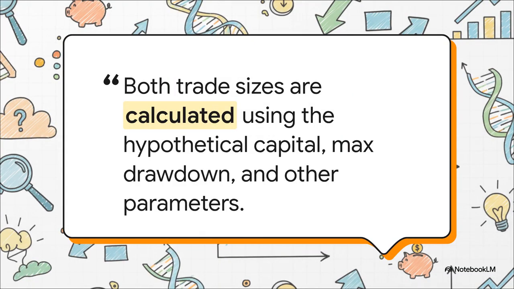So how exactly was that position size determined? Well, this quote from the documentation explains it perfectly. Both trade sizes are calculated using the hypothetical capital, the investor's maximum allowed drawdown, the third triangle domain percentage, the risk coefficient, and the contract size. And following that formula, the system resulted in a calculated size of 0.01 for each of the two potential trades.